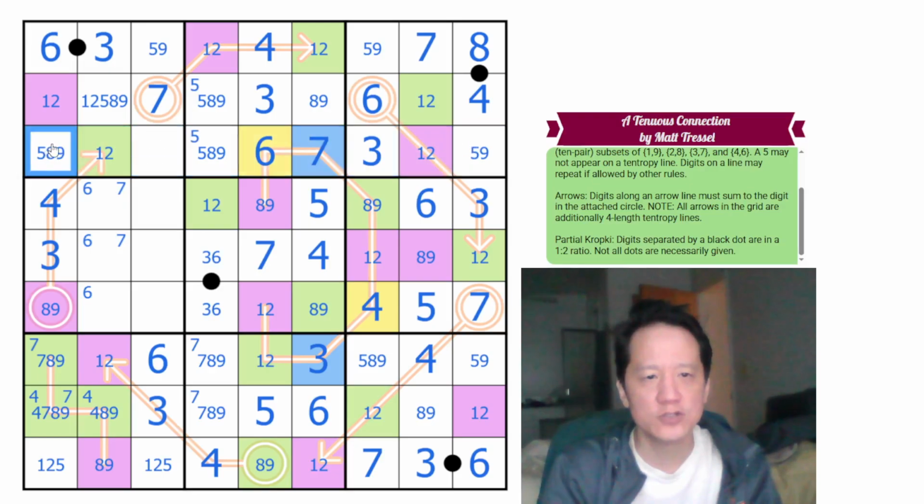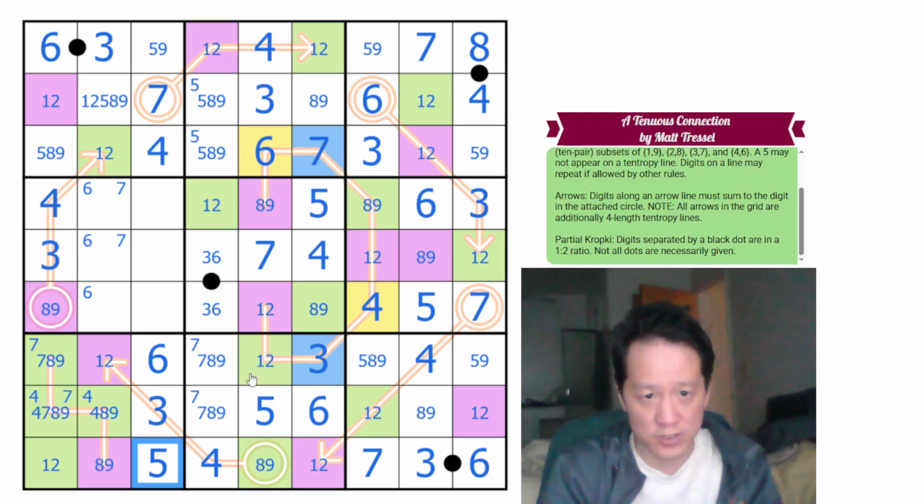We have a 1, 2, 5, 8, and 9 quintuplet in row 3, which eliminates 1, 2, 5, 8, and 9 in the rest of the row. So this has to be a 4. This cannot be green 1, 2. Where is the green 1, 2 in column 1? It can only be here. So this is green 1, 2, which means this is not a 5. So this has to be a 5 because that's the only place for it.